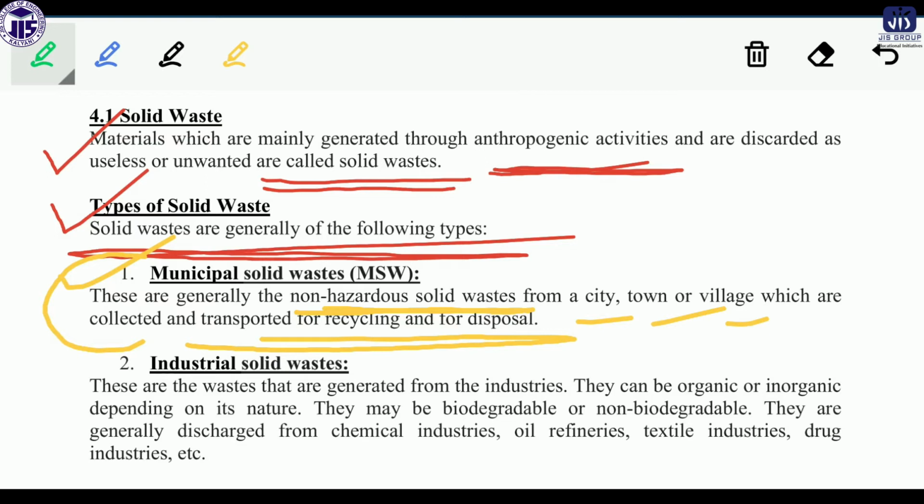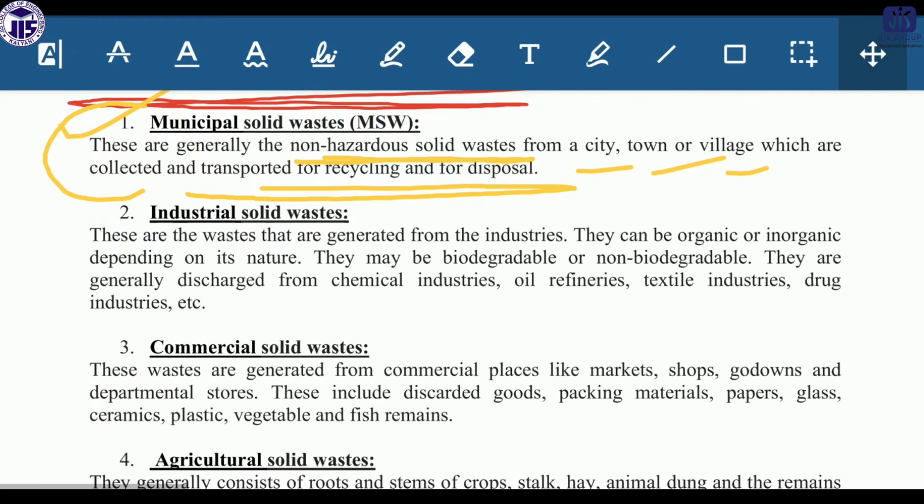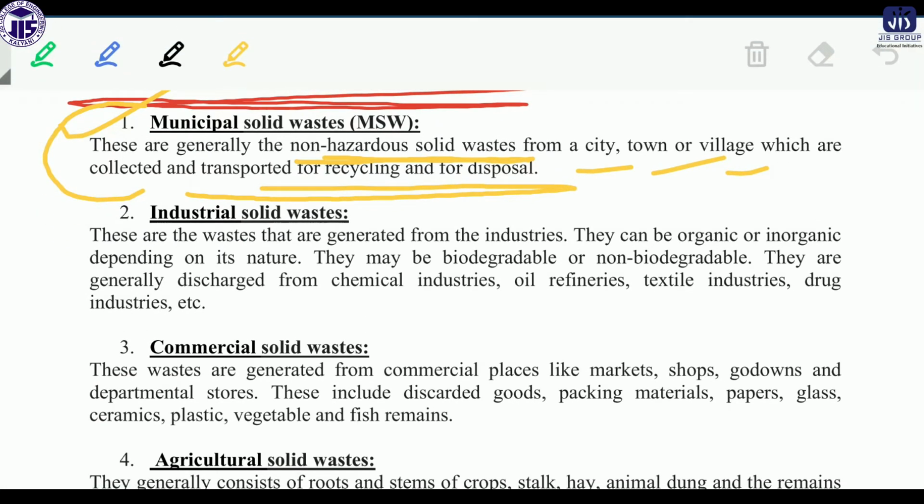Then industrial solid waste. What is industrial solid waste? Industrial solid waste means the solid waste which is mainly generated from different kinds of industry. Here there is a thing: industrial solid waste is not a constant. Constant means it depends on industry to industry. That means if it is any kind of chemical industry, then what is produced will be chemicals.